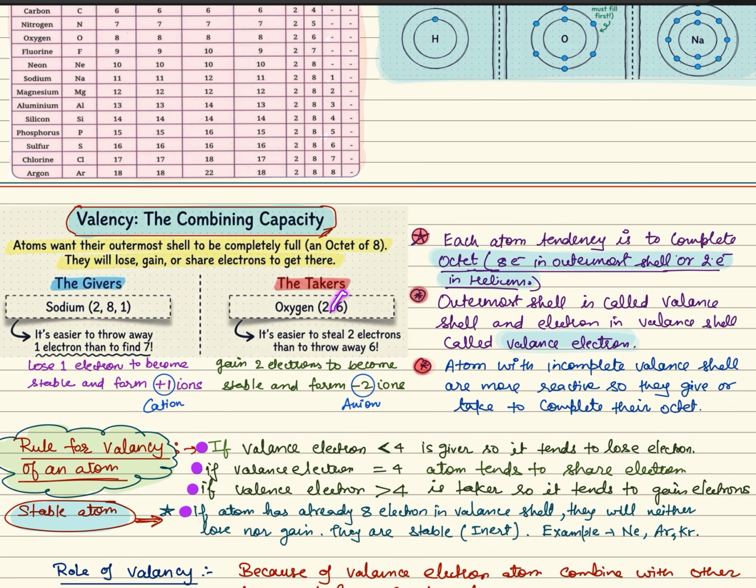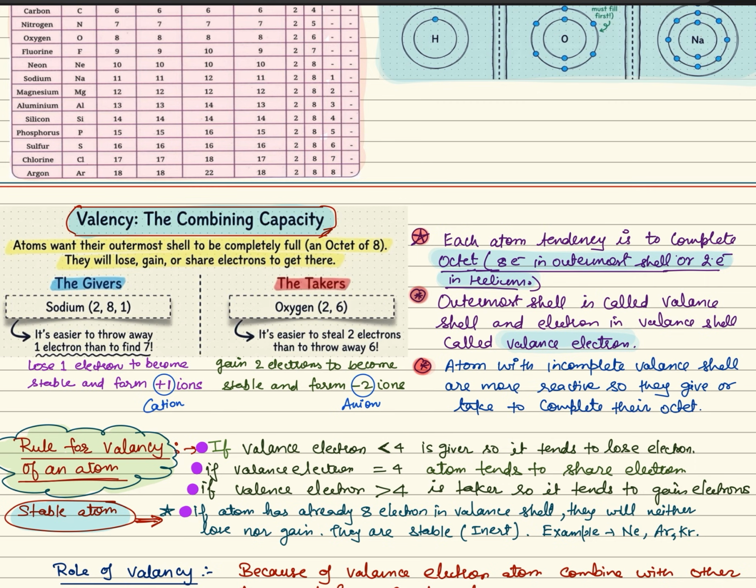Okay, and oxygen has 6. It also wants to become 8, because it will be easy for it to take 2 instead of giving 6. It doesn't want to give more, so it wants to take less. So it will take 2, and by taking 2 it will become oxygen 2 negative, that is an anion. And this is how they combine, by giving or taking from others. So they make friendship with other elements.